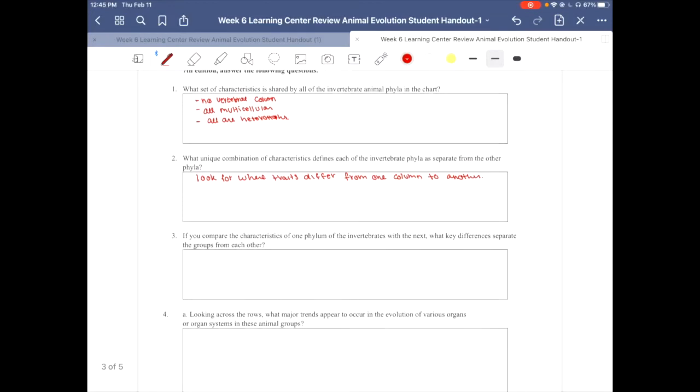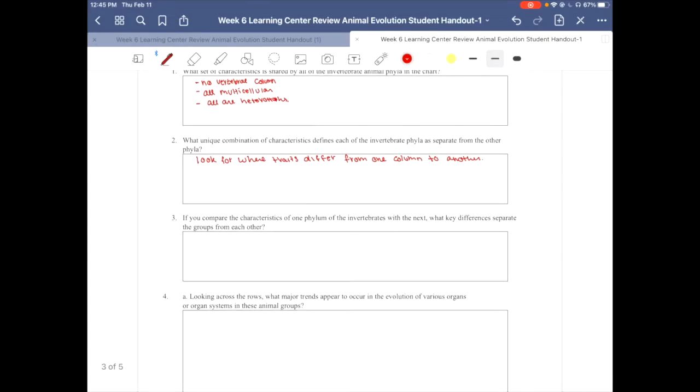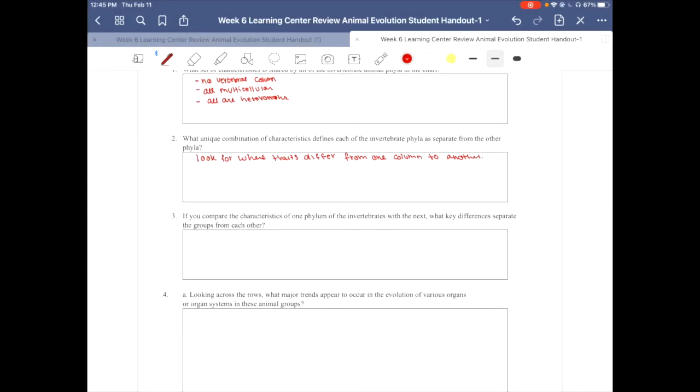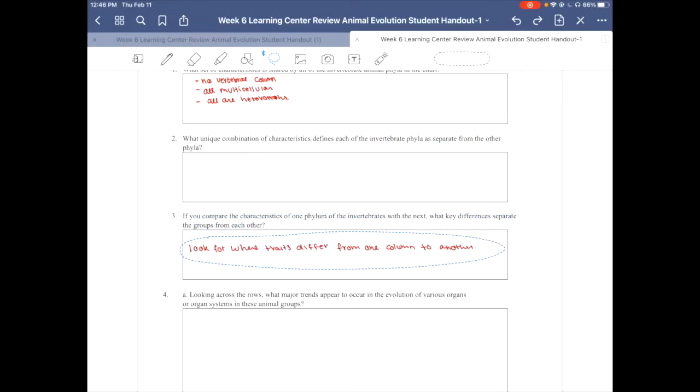Okay. Next, it asks, if you compare the characteristics of one phylum of the invertebrates with the next, what key differences separate the groups from each other? I think I got my questions confused. Okay, so what I was just talking about is for this question. Sorry for the confusion. Where I was talking about the key characteristics, that would be here.